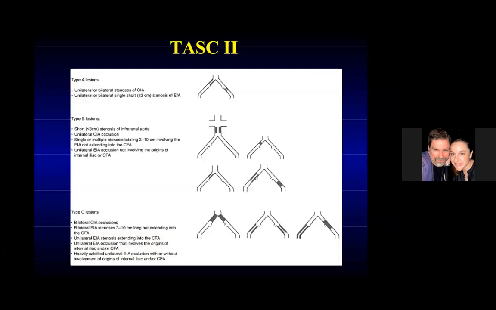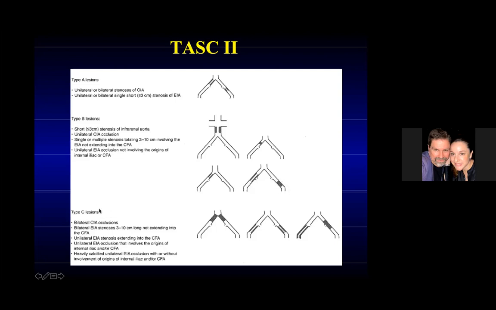We were in TASC type B lesions. So short, less than 3 centimeters, stenosis of the infrarenal aorta. You can see here in this image that I'm showing you with my pointer, there's an infrarenal stenosis. Unilateral common iliac artery occlusion. So a type B lesion will have an occlusion of the common iliac artery on either side, or a tight stenosis below the renal arteries. A single or multiple stenosis totaling 3 to 10 centimeters involving the external iliac artery, not extending into the common femoral artery, as you can see in this depiction right here.